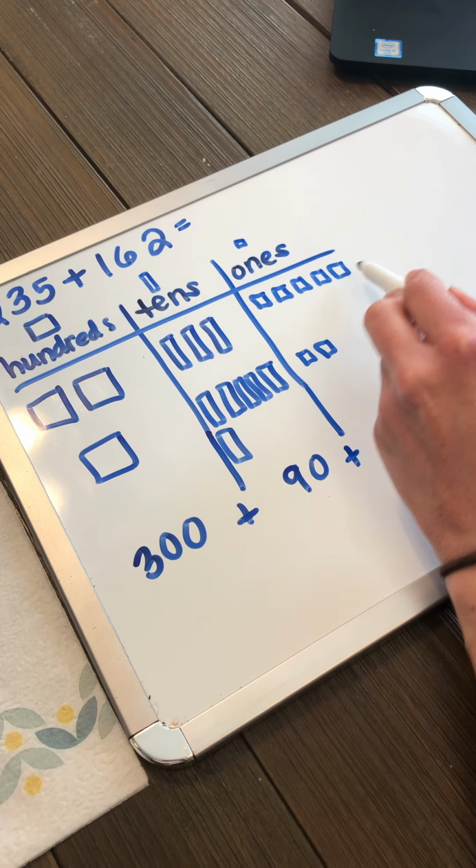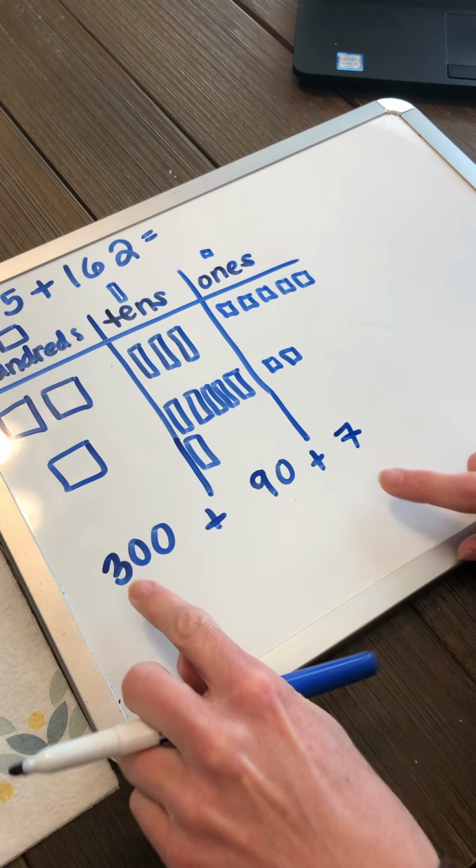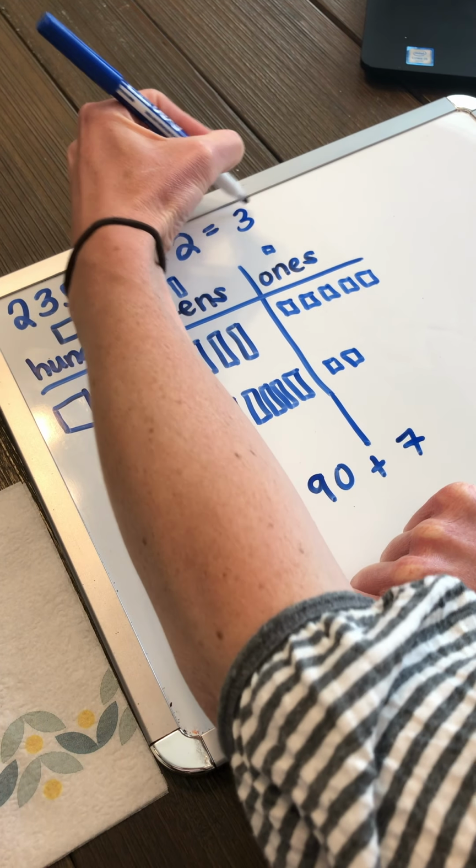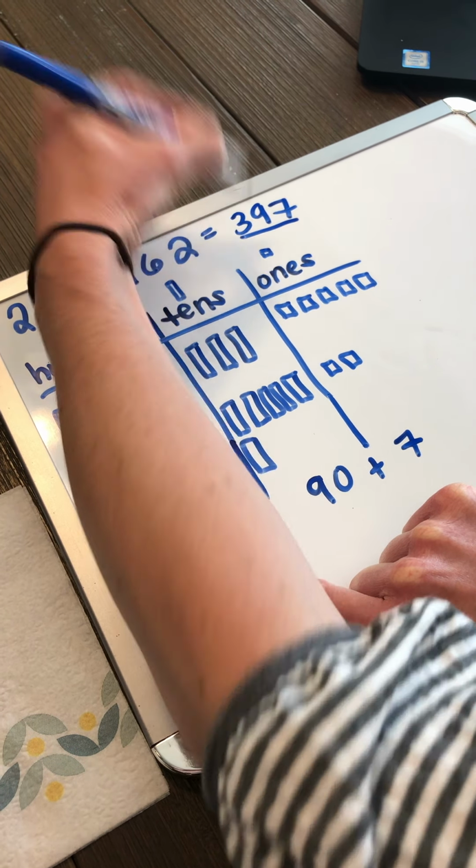1, 2, 3, 4, 5, 6, 7. And so I can see my combined value from what we know about place value is the sum is 397.